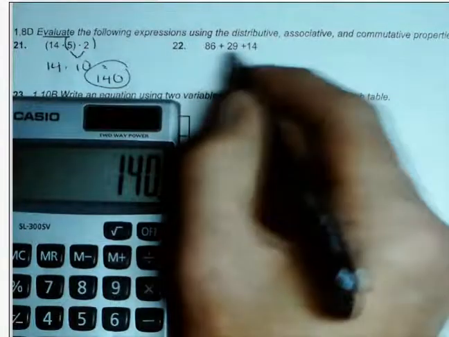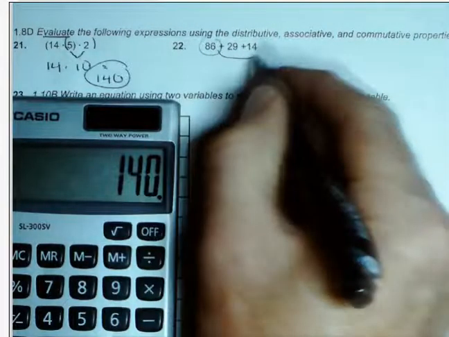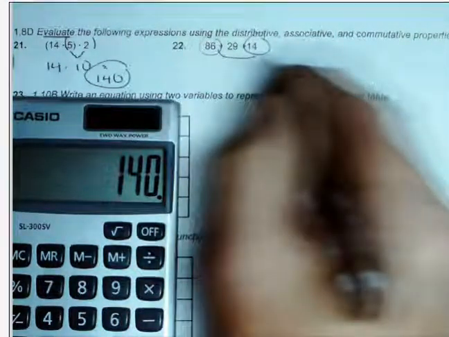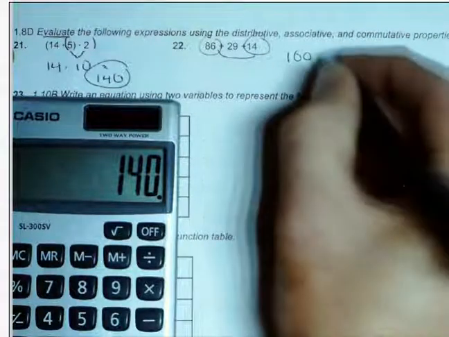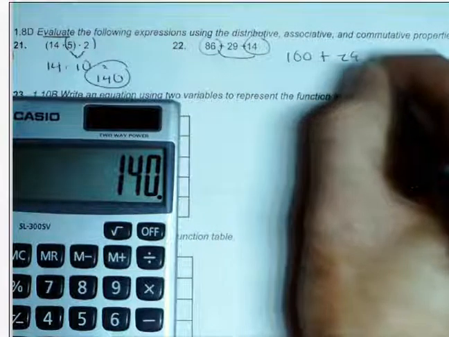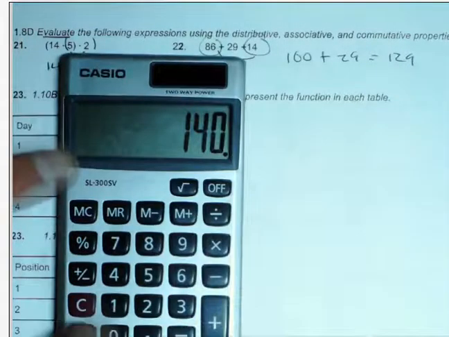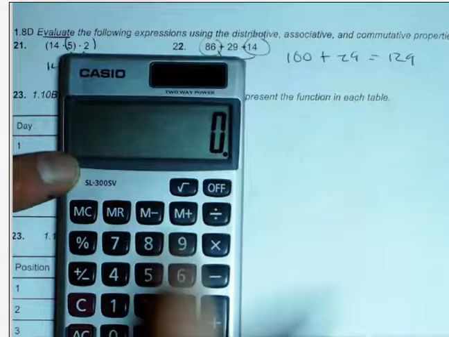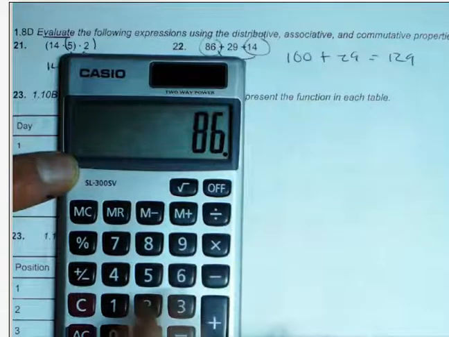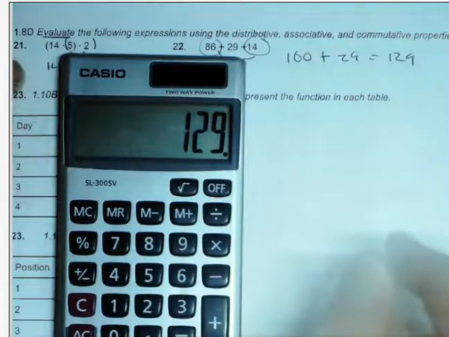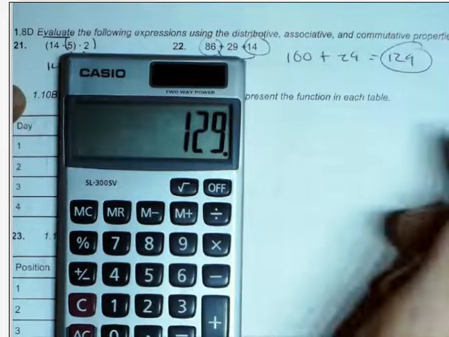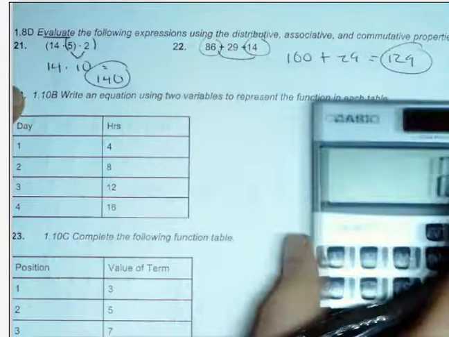These ones here, I want to group this and this because together they equal 100. 100 plus 29 equals 129. But I can just put them into the calculator, too. I can just say 86 plus 29 plus 14 equals 129. It's okay. Either way works. All right.